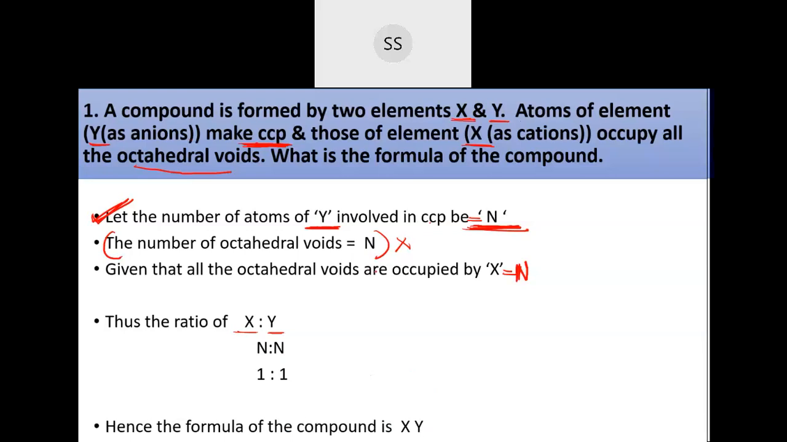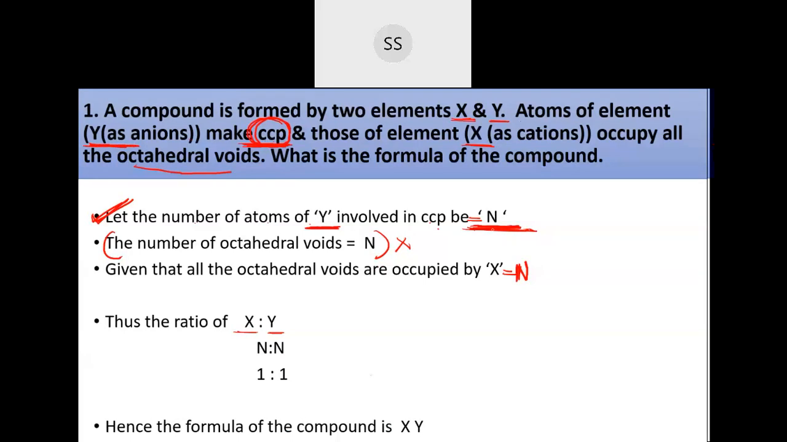If you want, I'll repeat this once again. When you have to work out this kind of problem, your first job is to locate the unit cell. Find out the unit cell. So here, CCP is the unit cell, and this CCP lattice is occupied by whom? Y atom. So you take the number of Y atoms involved in CCP as N.